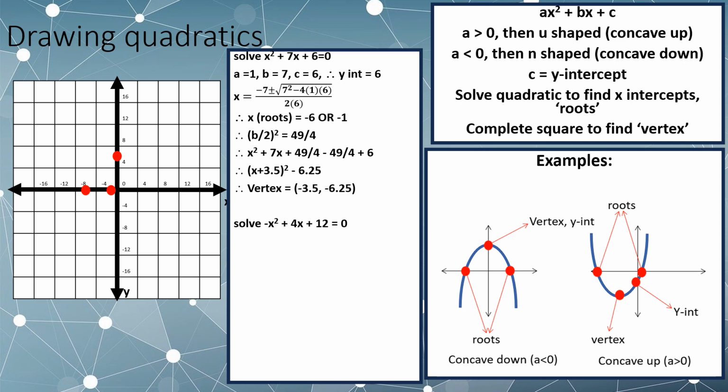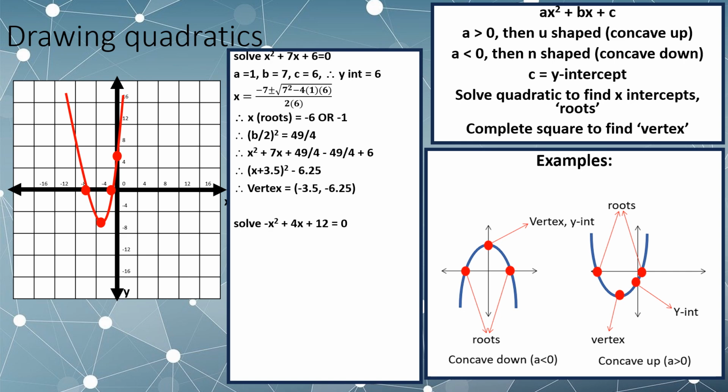So that gives me 4 points of my quadratic. I can then use those points where I have my roots, -6 and -1, my vertex, and my y-intercept. With my a value being greater than 0, I know it's going to be curved up. So then I just need to draw a parabola, or the curve of the quadratic, through those dots, and I have sketched my quadratic. Let's look at a second example now.